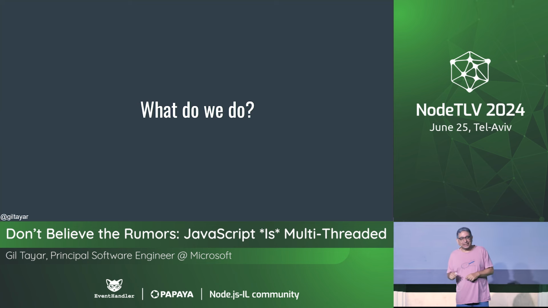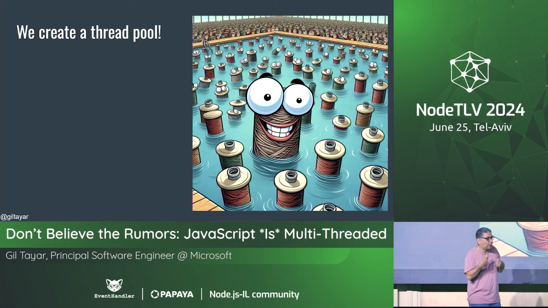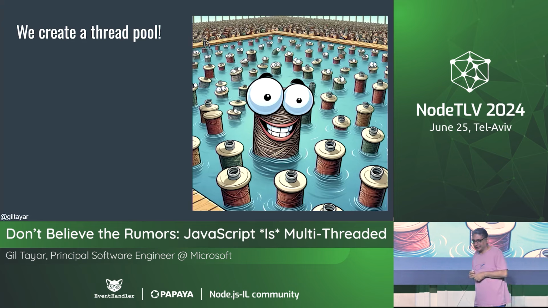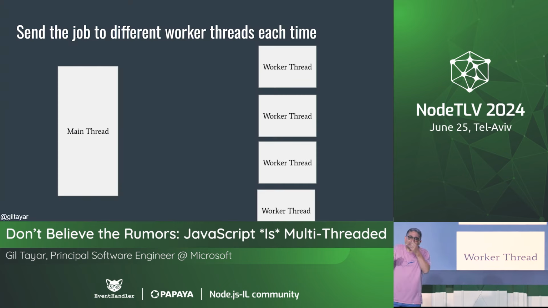Okay, what do we do? We create a thread pool, obviously. And basically, this is what is being done by Java, C#, etc. All those thread-oriented languages also have a thread pool. This is not JavaScript specific. Let's create a thread pool. Why does this solve the problem?